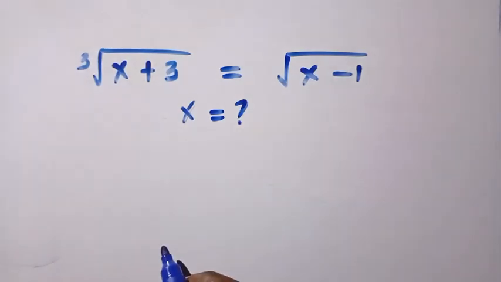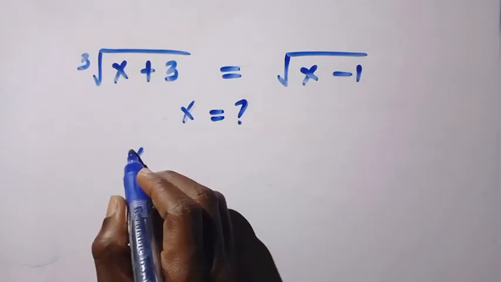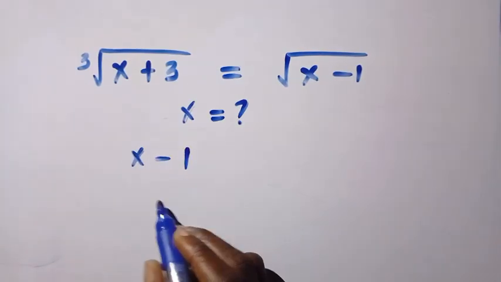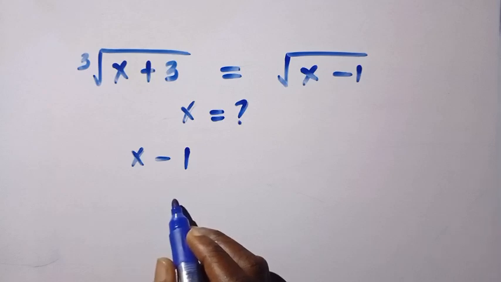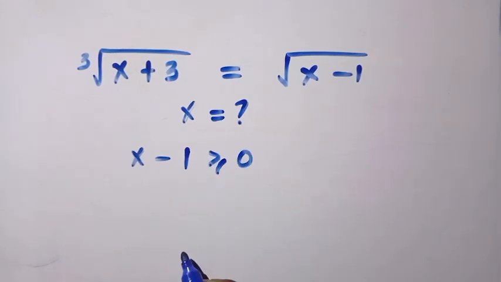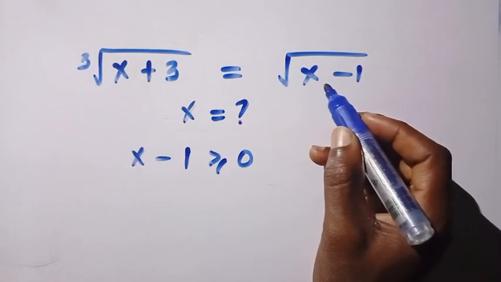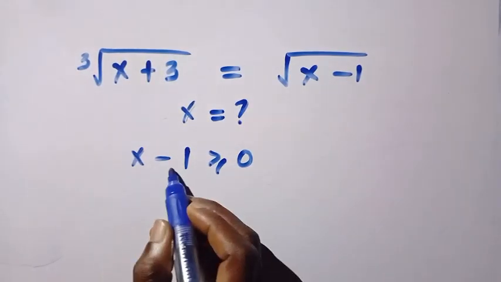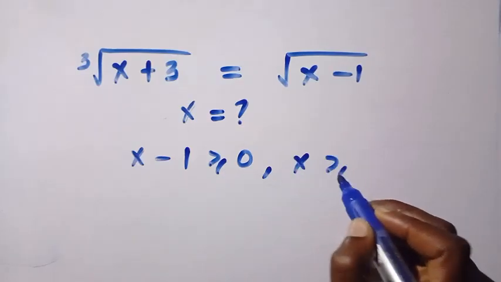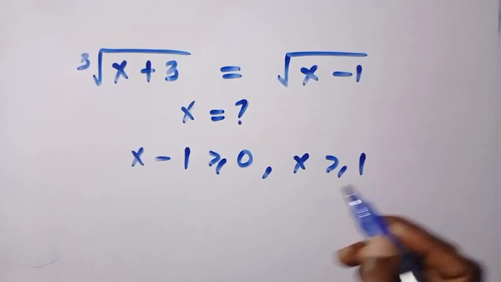The first thing we are going to take note of is, on this right hand side, we have in the root x minus 1. So this value is greater than or equal to 0. These are the conditions, because we want to avoid having complex values. So we have x minus 1 greater than or equal to 0, and therefore x is greater than or equal to 1. So x starts from 1 upward.